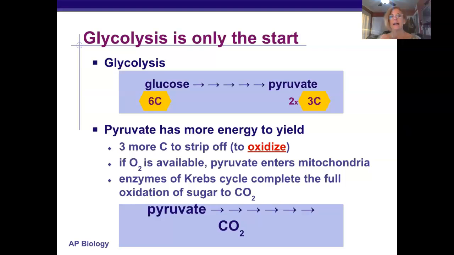So if oxygen is available, that pyruvate that we just made is going to enter the mitochondria where we can continue to break it down. And just a pattern to notice, every carbon you break off becomes CO2. So glucose, we've conserved all our carbon.